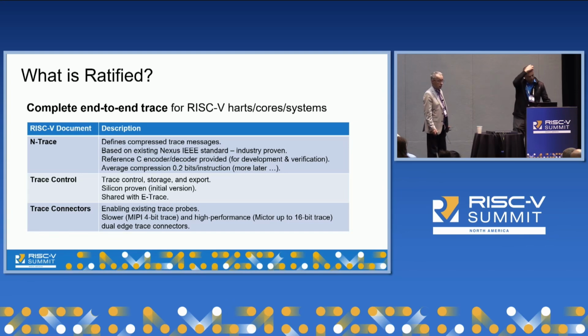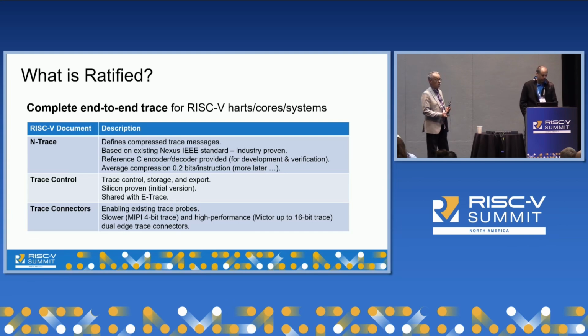The Nexus doc defines the trace messages, formats, and the conditions in which they are generated. It defines a basic set of features which must be supported, and many optional ones that may be enabled by software to add better trace compression. An N-Trace reference C encoder and decoder for development and verification can be found in our GitHub repository.